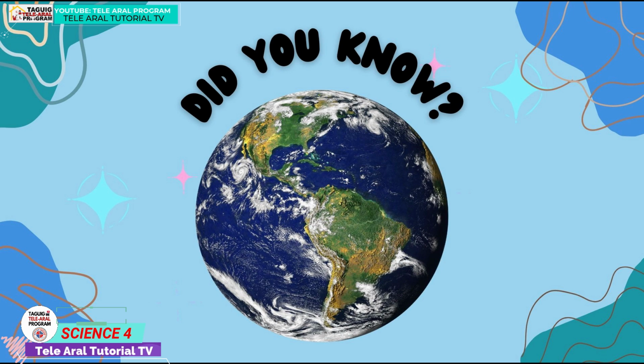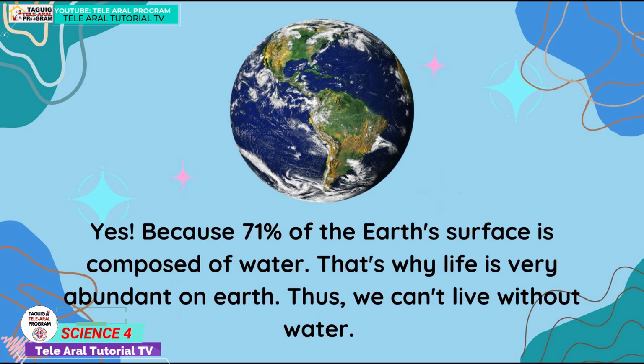Did you know that 3/4 of the Earth's surface is covered by water? Yes, because 71% of the Earth's surface is composed of water. That's why life is very abundant on Earth. Thus, we can't live without water. Where do you think the water came from? Use the comment section below for your answers.